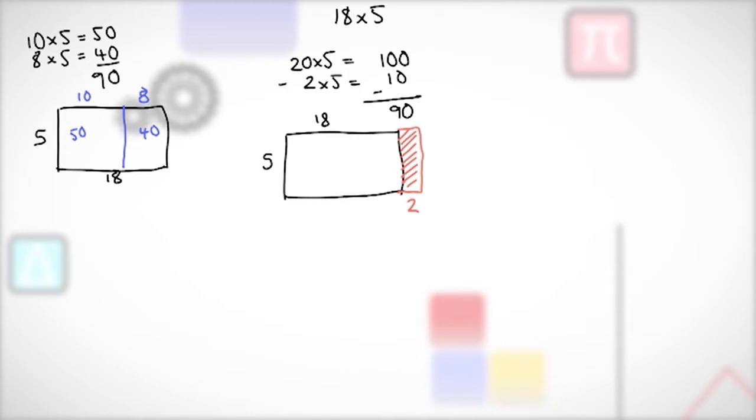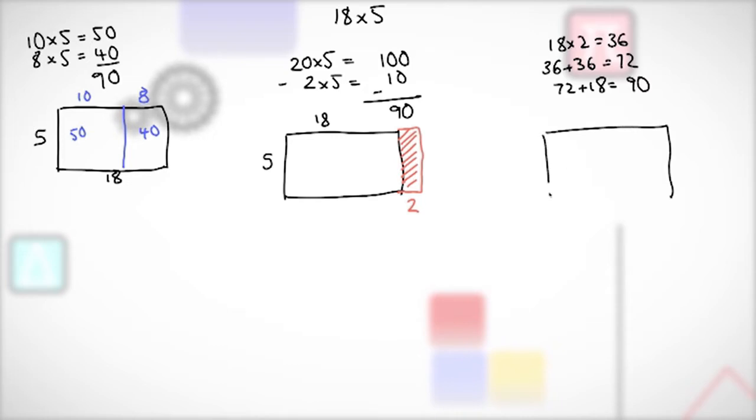Some people said, instead of multiplying 18 times 5, I'm going to multiply 18 times 2, and I get 36. And then there were 2 sets of those, which gives me 72, and then I add my last 18, which gives me 90. And visually, what they were doing was they were saying, here's my 18 times 5, and I want to multiply 18 by 2, 18 by 2, and 18 by 1. So that's what that would look like visually.